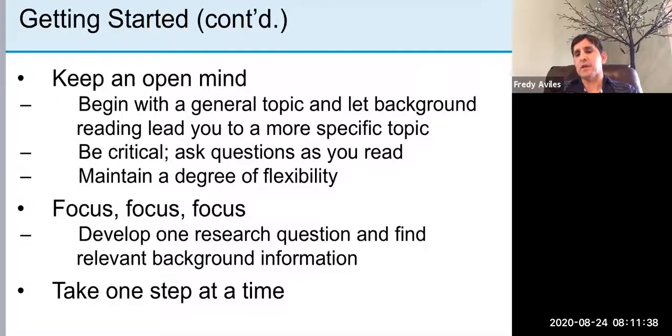And that's why it's a good idea to pick something in which you're interested, because when you're really interested in something, you really think about it more carefully. Maybe you don't agree with the research, but keep an open mind. Maybe the research will change your mind, okay? Or maybe you'll just find that there are some problems with it. So keep an open mind, okay? Be critical, ask questions. Maintain a degree of flexibility. Like I said, you may actually change your mind, okay?